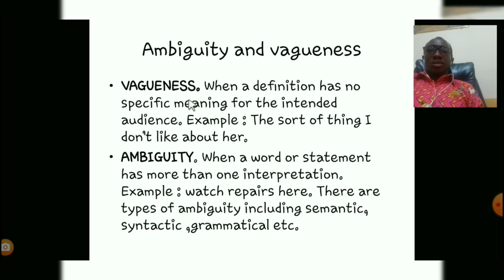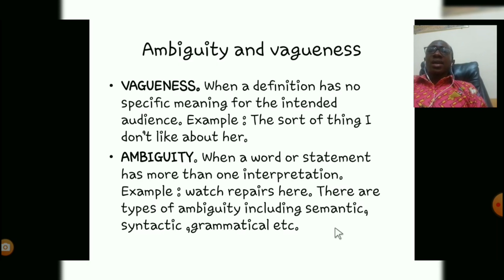In making an argument, when you define a word and that word has no specific meaning for the intended audience, then it's vague. For example, the sort of thing I don't like about her. What sort of thing don't you really like about her? It has no meaning. It's too vague. It's too wide. You can keep thinking and thinking, and you already know what sort of thing you really dislike about that person you're talking about. It's a very bad habit as a critical thinker. Then we also look at ambiguity.